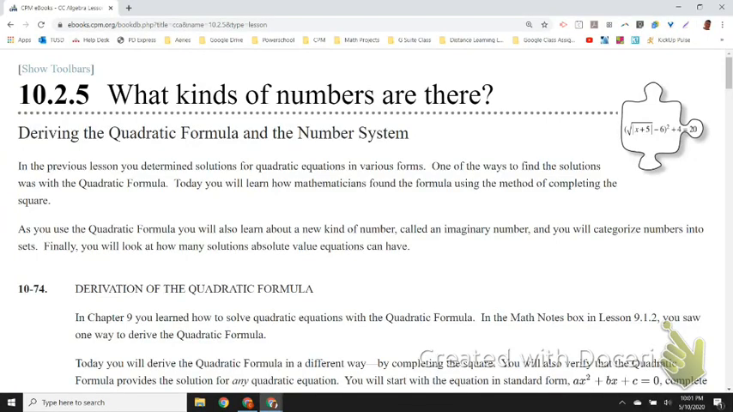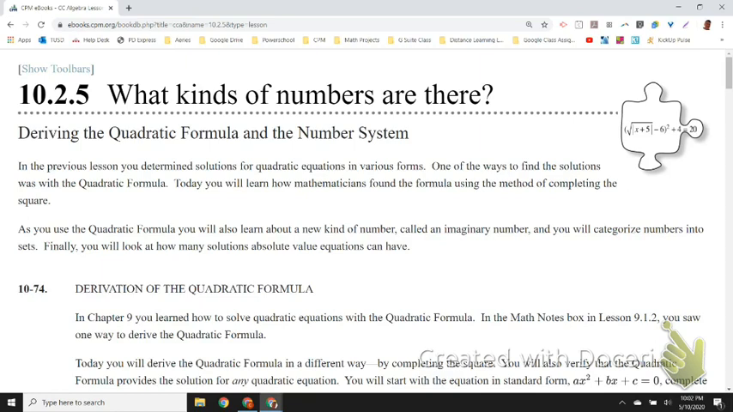Hello everybody, welcome back. Today we're going to be going over 10.2.5 and we've only got a few sections left here before we are done with the entire year. So today we're going to be deriving the quadratic formula and we're going to be taking a look at imaginary numbers once again.